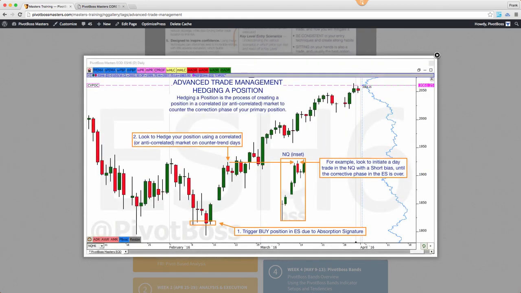And hedging a position. So this is the final chart that we're going to be looking at. Hedging a position is the process of creating a position in a correlated or anti-correlated market to counter the correction phase of your primary position. And so you recall this is the absorption signature that we were looking at before.